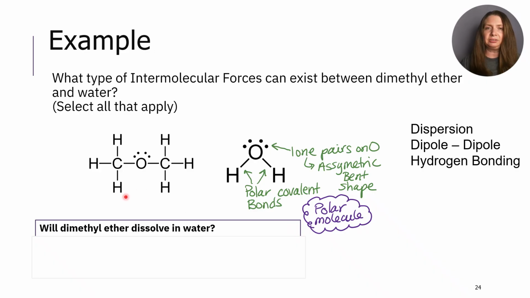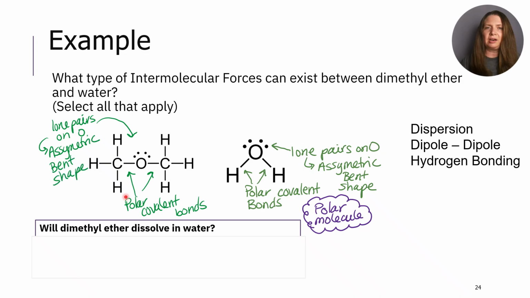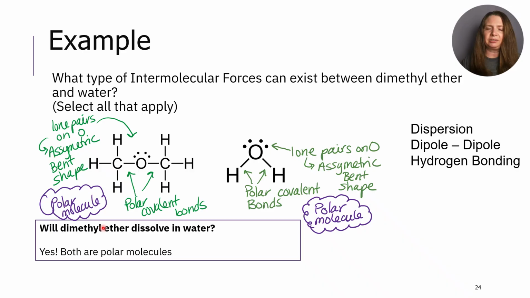Dimethyl ether also contains polar carbon-oxygen bonds. The oxygen atom has two lone pairs, giving the molecule a bent geometry around the oxygen atom. Therefore, dimethyl ether is also polar. Since both substances are polar, dimethyl ether is soluble in water.